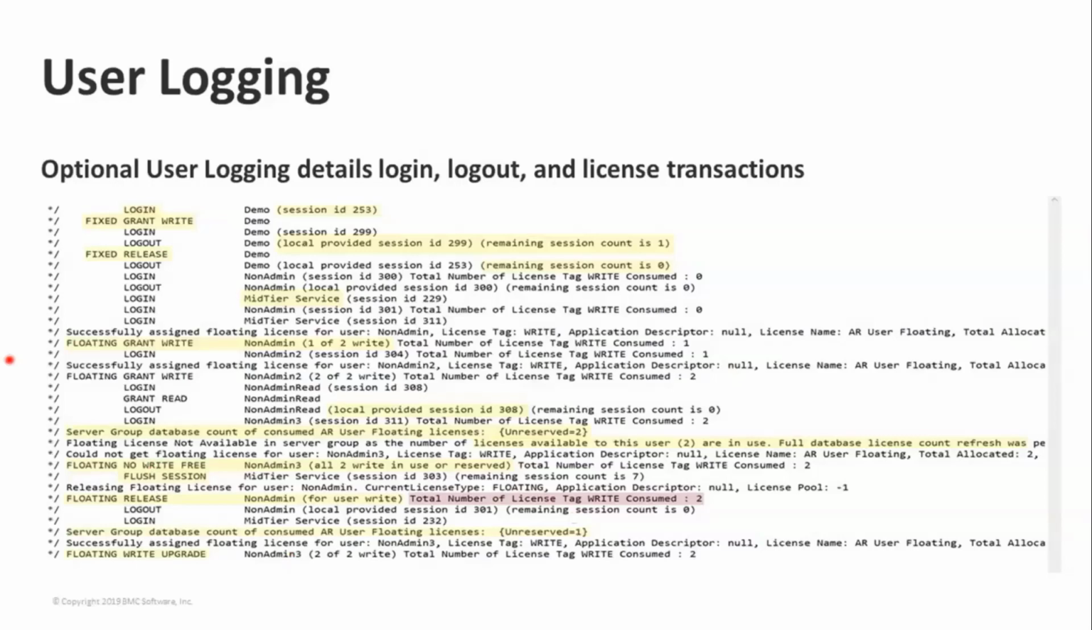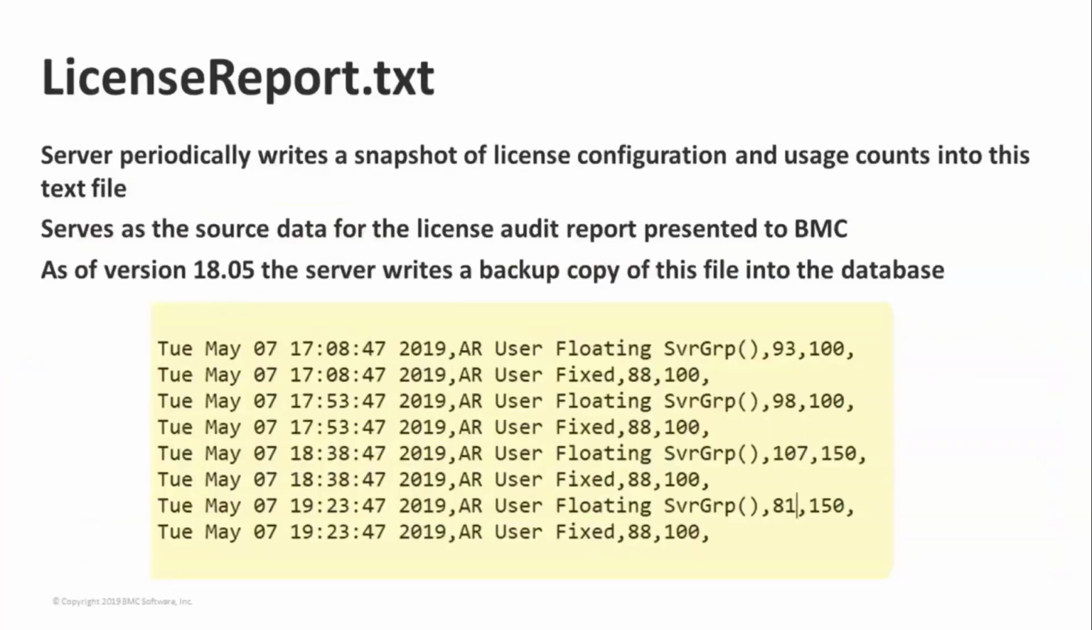Lots of information, lots of transaction tracking in the world of logins, logouts, license assignment, license releasing. Okay, and then the last area that is considered a view into the license usage world is this license report.txt file, and it's a server managed file where the server will periodically write a snapshot of the license configuration and current usage counts into a text file. And this serves as the source data for the license audit report that gets presented to BMC.